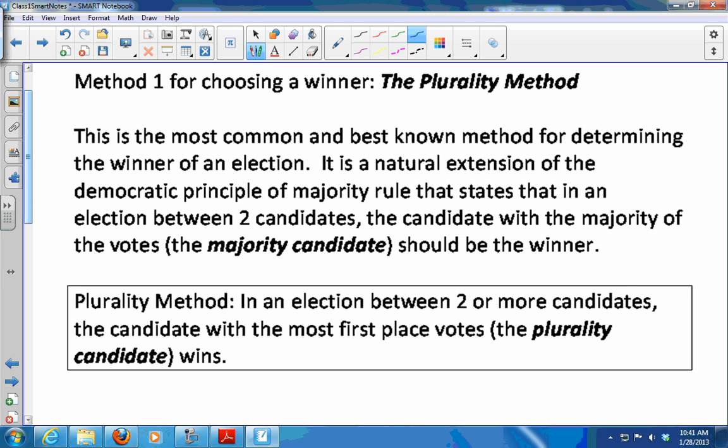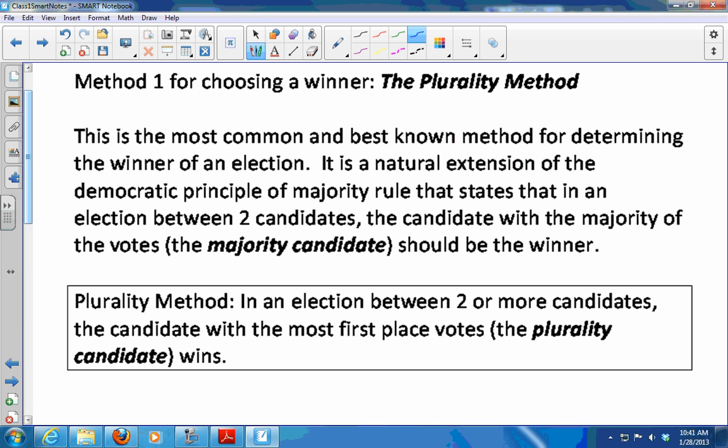So method 1 for choosing a winner is called the plurality method. It's the most common and best known method for determining the winner of an election. It's a natural extension of the democratic principle of majority rule. Okay. So majority rule states that in an election between 2 candidates, the candidate with the majority of the votes should be the winner. Okay. Now, what is a majority? More than half. It's not necessarily the most. It means more than half.